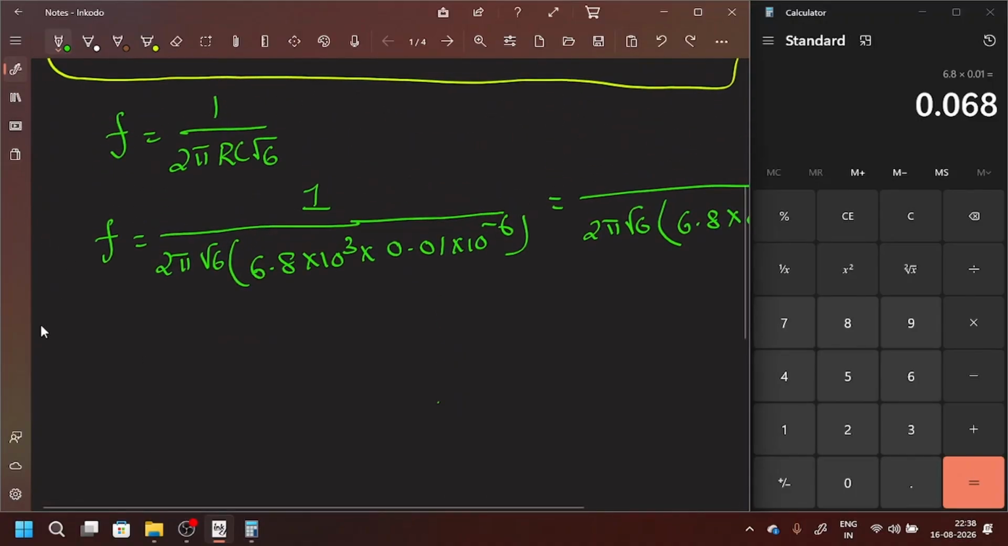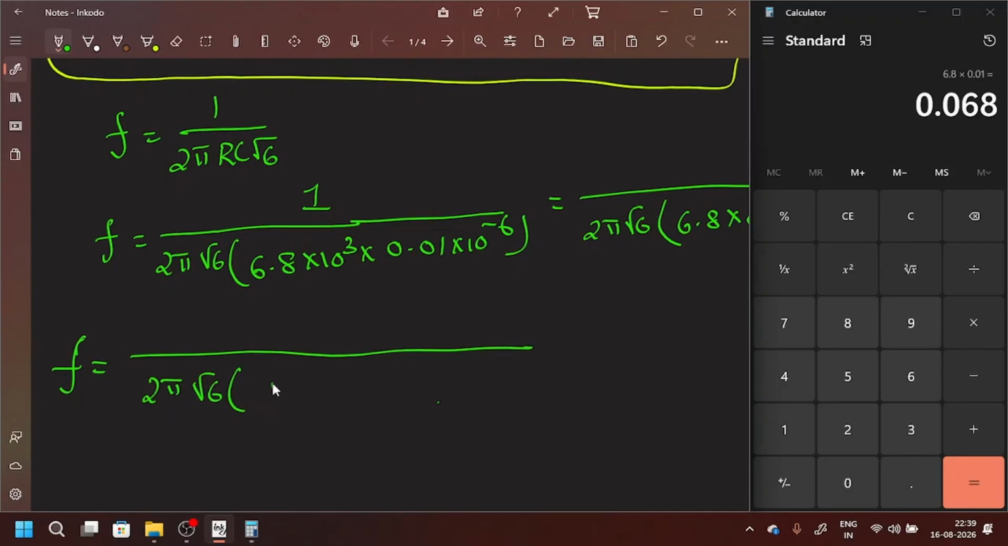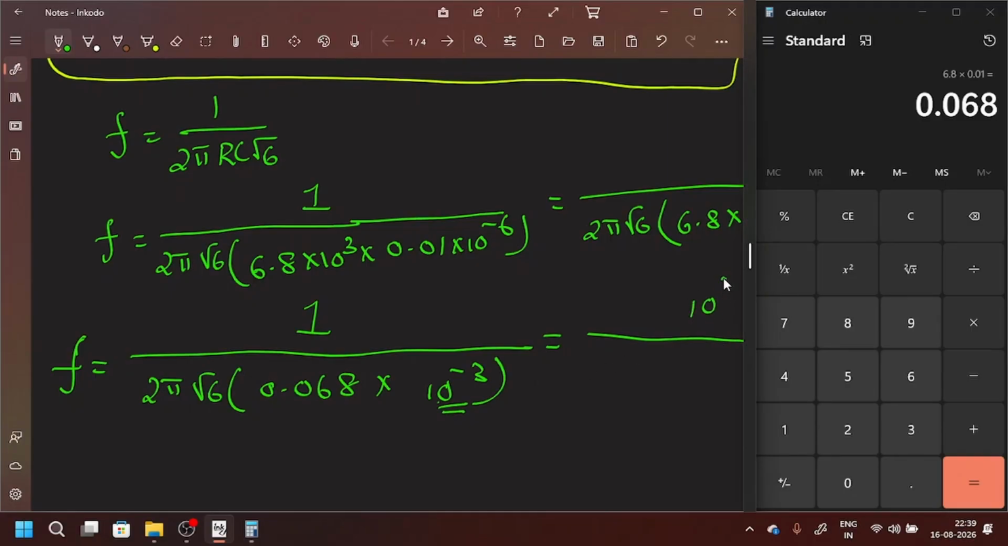So yes, F is equal to 2 pi root 6 into 0.068 multiplied by 10 to the power of minus 3. It is on the numerator. Now, since my denominator has a 10 to the power of minus 3, when this goes up it becomes 10 cube, and 2 pi root 6.